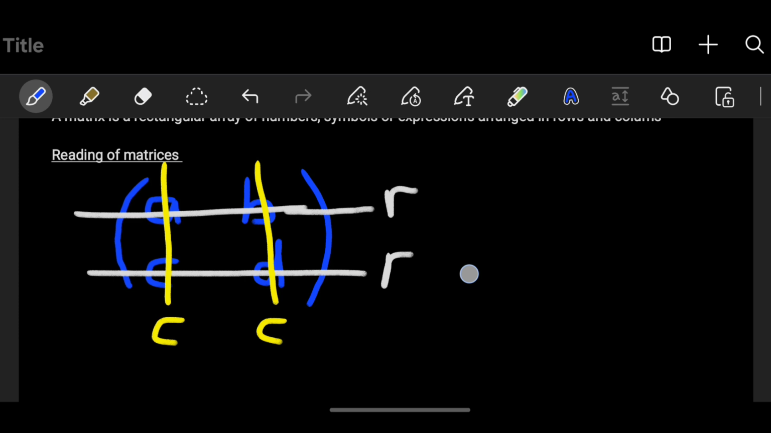So remember, I said we start with the number of rows. In this case, the number of rows is 2, and the number of columns is 2. So this is called a 2 by 2 matrix. Remember, we first take a look at the number of rows, then we take a look at the number of columns. So in this case, this was a 2 by 2 matrix.